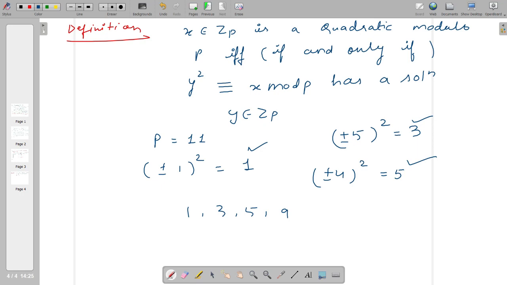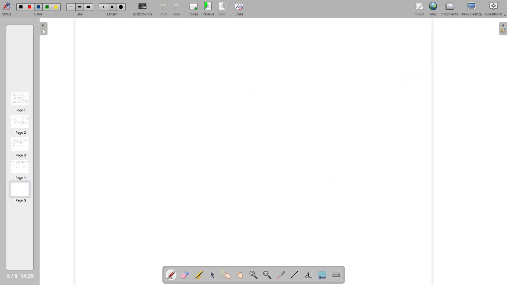How to check if a number is a quadratic residue or not? This is just a vague method. If a number is given, how can we check whether that particular number is a quadratic residue or not? This is known as Euler's criterion. We use Euler's criterion.